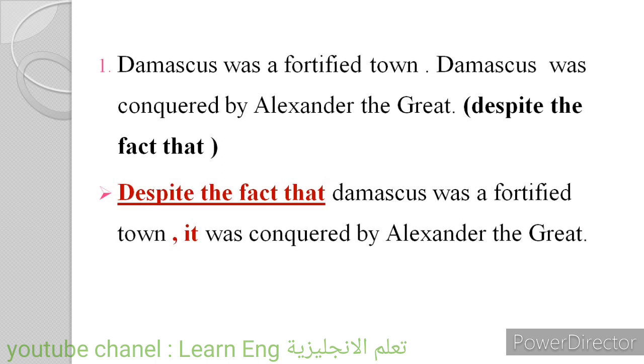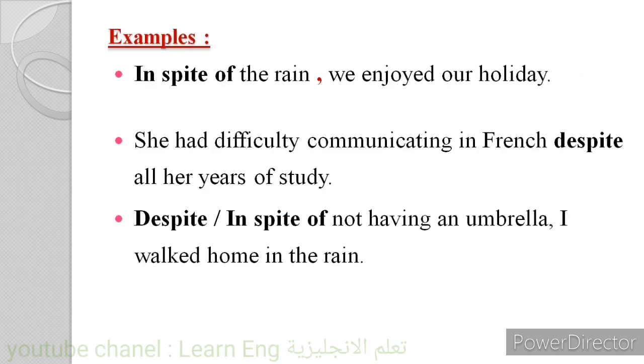So as you can see, we have omitted the word Damascus and replaced it by it to avoid repetition. Okay, we don't have to use it in both sentences. Here we have to use one sentence with the two clauses and we have to use a comma between both clauses. Okay, now we are going to see other words that can be used to express concession.